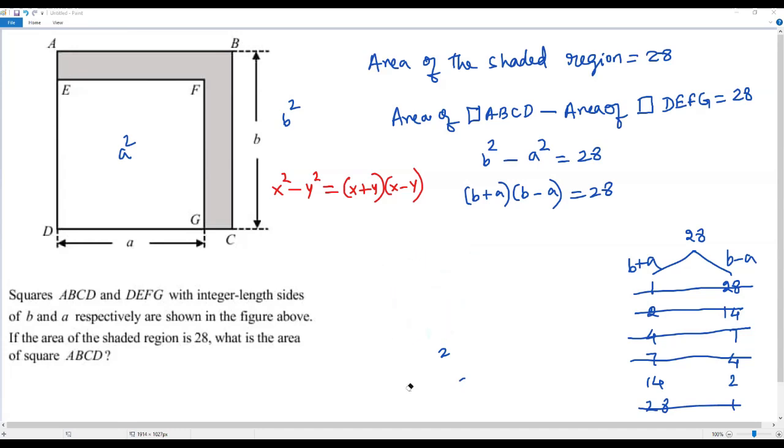Okay, now let's consider the value of b. Already we got it, that b is equal to 8. Already we know that the area of the square ABCD is b square. So when b is equal to 8, then b square equals 8 square. 8 square is 64. Therefore, the area of the square ABCD is 64 square units.